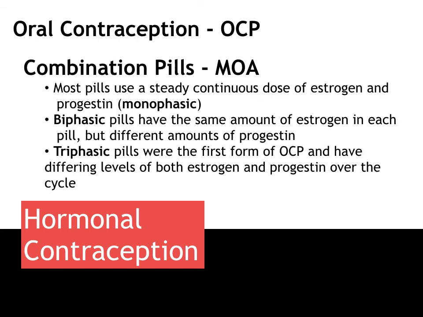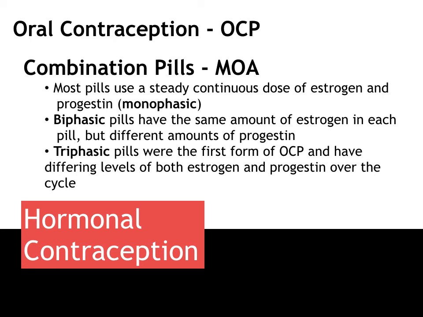So discussing again the combination pills, we discussed that we're doing estrogen and progesterone for these. There are a few different types of combination pills. The most common pills that are used are doing a steady dose of estrogen and progestin. These are considered monophasic combination pills. There are also options for biphasic or triphasic pills.